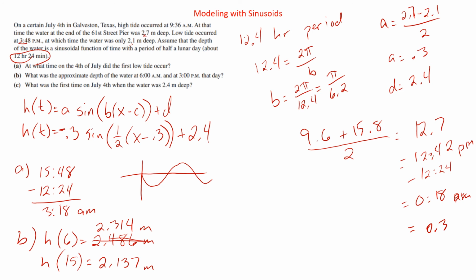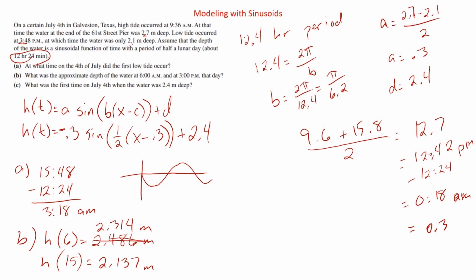And then what's the first time on July 4th when the water was 2.4 meters deep? For this one, we can solve it algebraically, but you guys don't know how quite yet. We get to that later on in the chapter. So how do you do that? You graph it. You plug it into the graph: negative 0.3 times sine of 0.5 x minus 0.3 plus 2.4. And we graph it.